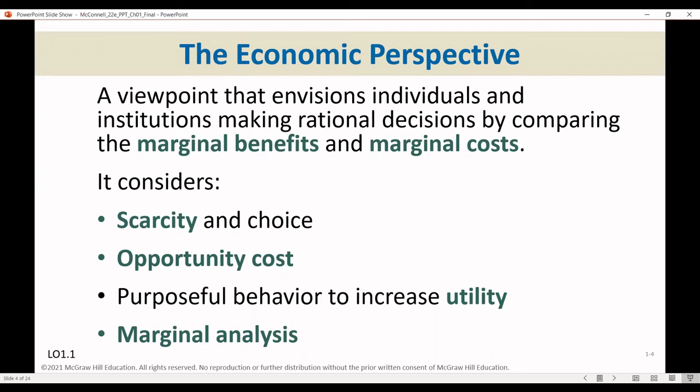Keep in mind that whatever you undertake, any decision we make in life, the ultimate goal is to increase our satisfaction. For businesses, it is to increase the profit. For consumers and households, it is to increase your satisfaction, what we refer to here as utility.